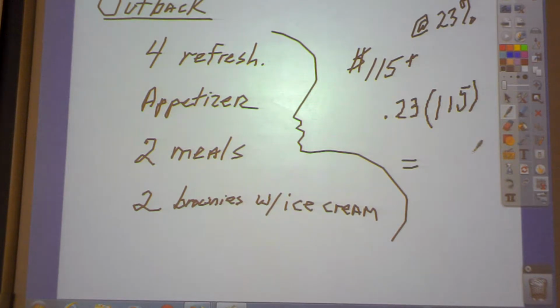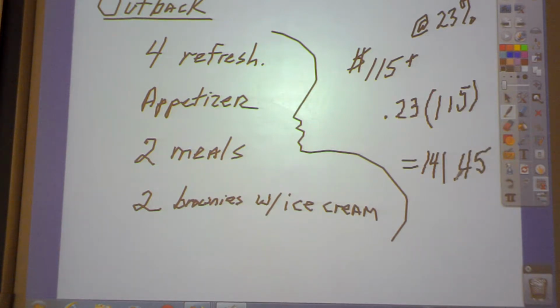$115 times 0.23, and then add 115 to that. What do you get? $141.45. $141.45.